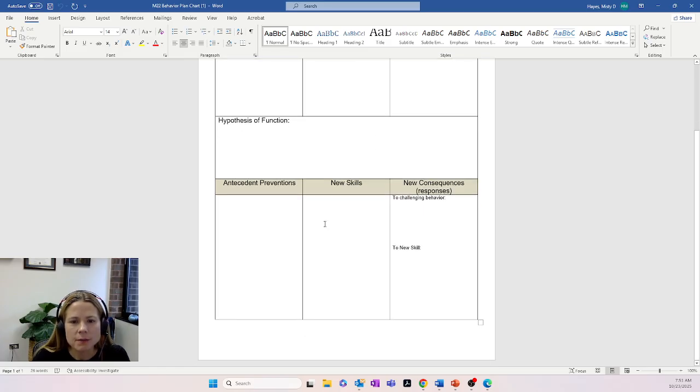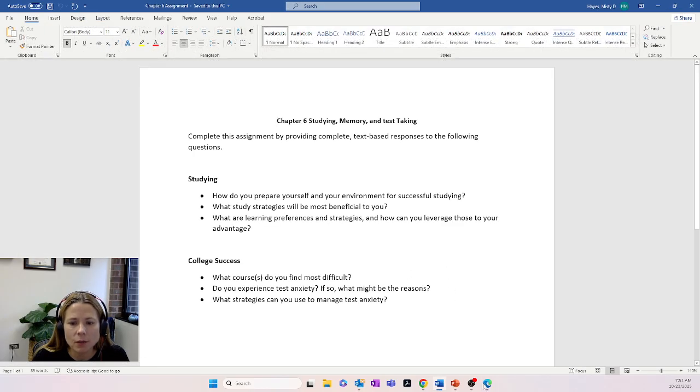Then, you're going to come up with some new skills for your case study child. Okay, and then how are you going to put these into effect to make sure they prevent those behaviors from happening? And again, how are you going to respond if that child reverts back to the old behavior, or how are you going to respond when that child is displaying the new skills that you're teaching them? Okay, so that will be your homework.